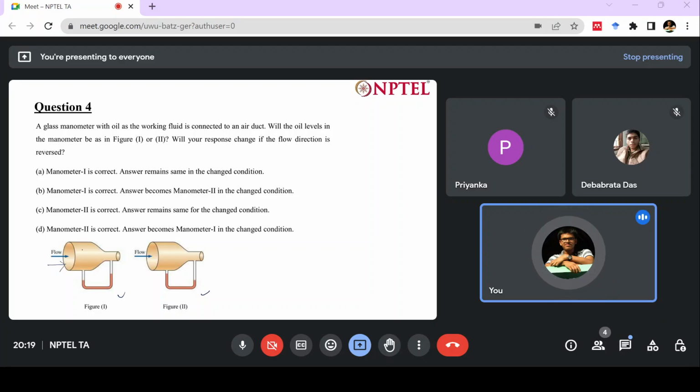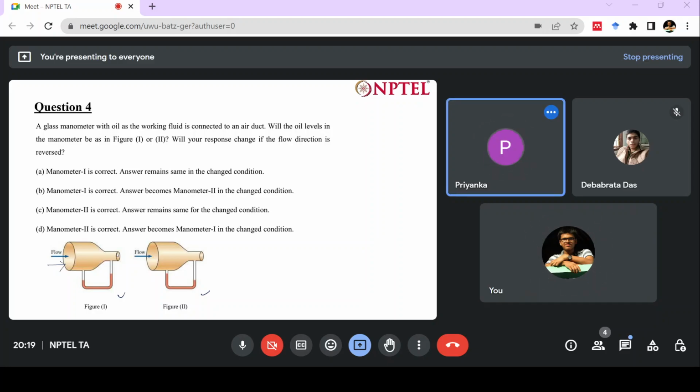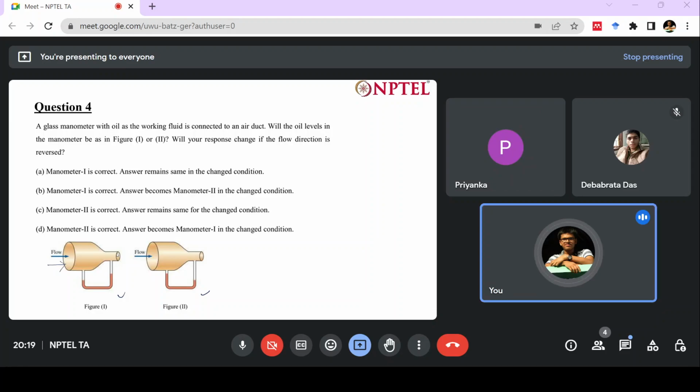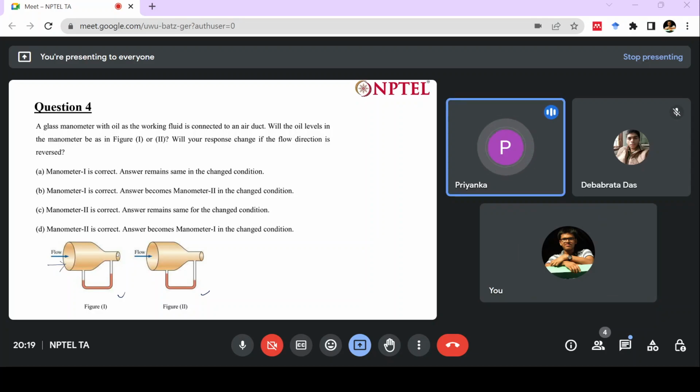Will the pressure be higher when the diameter is more or when the diameter is less? It's a simple problem of application of your Bernoulli's theorem. So figure 1 is correct. Figure 1 is correct. Why? Because pressure will be more at the entrance.